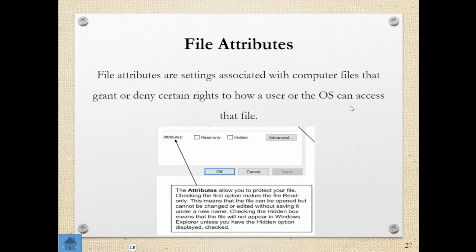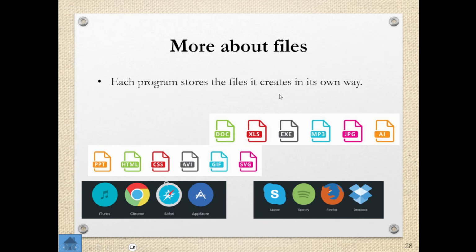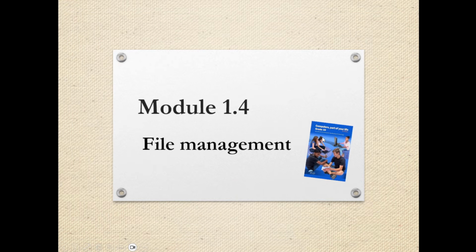We've looked at the attributes, so I don't really have to go through that, but I will just say they are settings associated with computer files that grant or deny certain rights to how a user or the operating system can access that particular file. So that's what we mean when we talk about our attributes. And then here you can see, like I mentioned before, I'm just showing you more and more icons, because as we know, each file type is given a unique icon. Here's Google Chrome, Spotify, all of these. This is just how it's done.